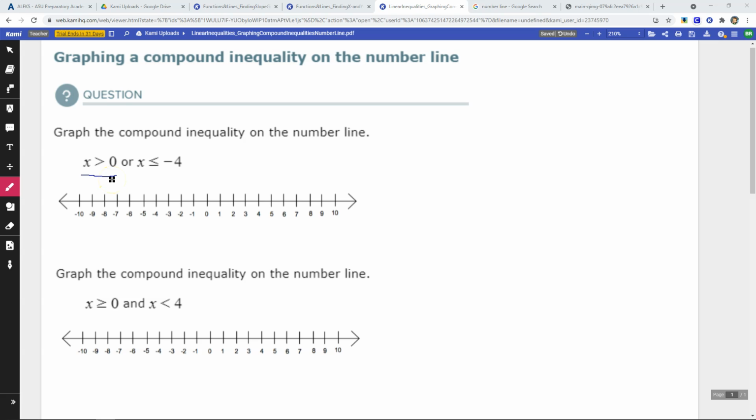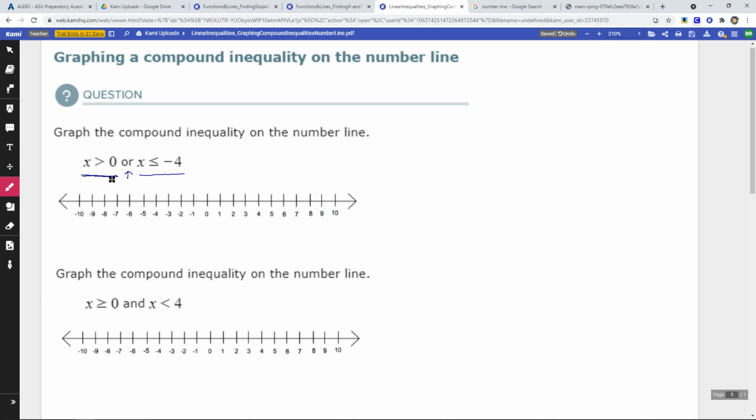Graphing a compound inequality on the number line, from the linear inequalities pie slice in ALEX for Algebra 1. The question says graph the compound inequality on the number line. We have x is greater than 0 or x is less than or equal to -4.